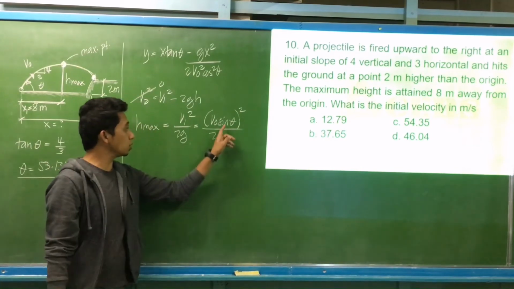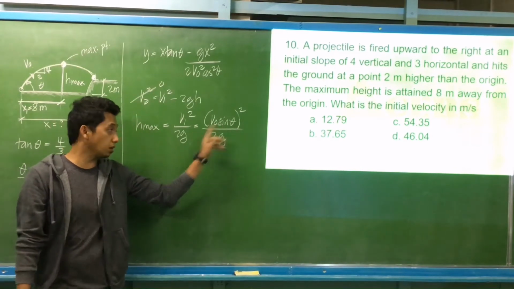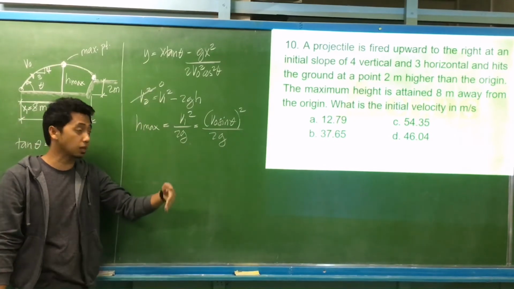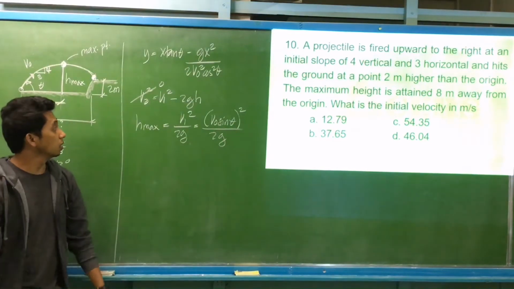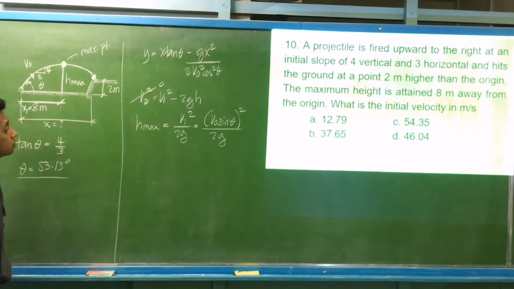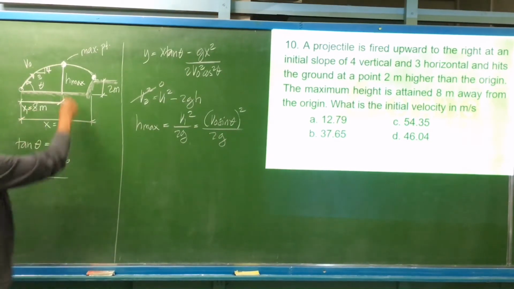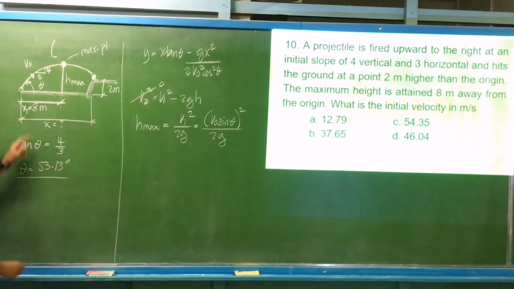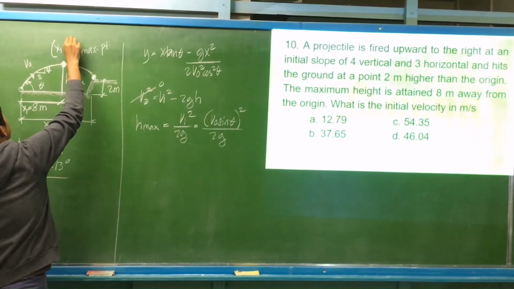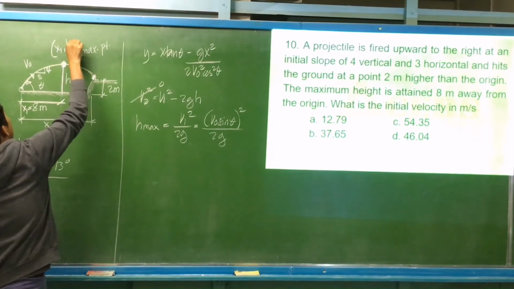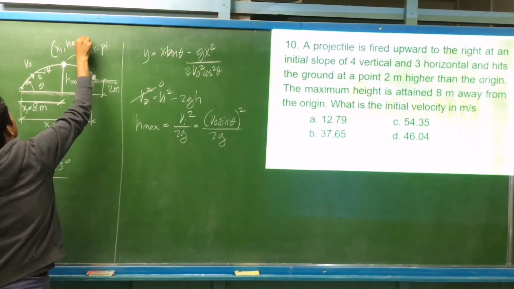So why is it we're using the vertical component? Take note, h is a vertical distance. So we use the vertical component of the velocity. So we have h max and 8. What is the coordinate of this point? The coordinate, let's say 8 meters is x sub 1, and this is h max, the maximum height.